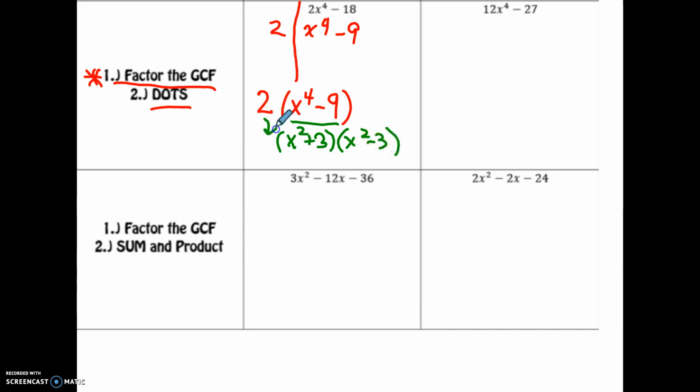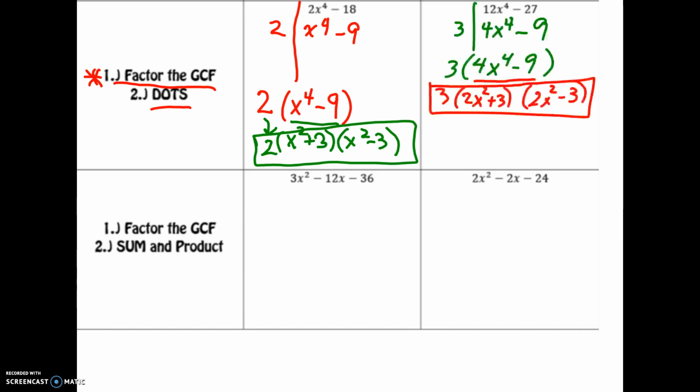But don't forget, one of the biggest mistakes people make is they forget to keep that 2 on the outside. So our answer is actually 2 times x squared plus 3 times x squared minus 3. I didn't keep going because 3 is not a perfect square, so that's how I know that I'm finished. Please pause the video and give the next one a try. See if you can factor it completely. Then push play to check your answer.